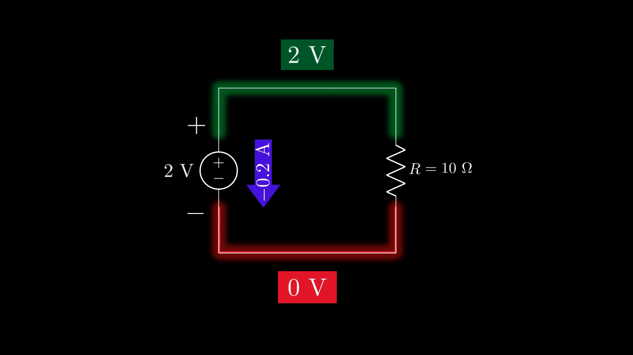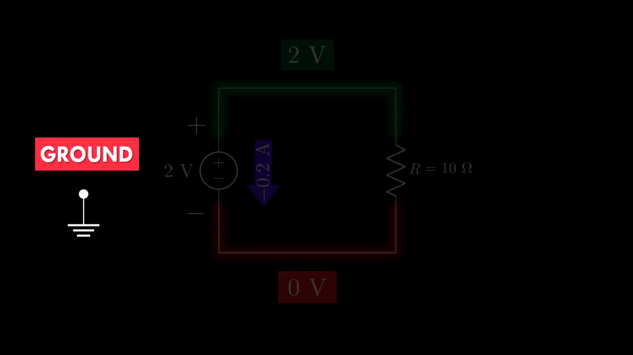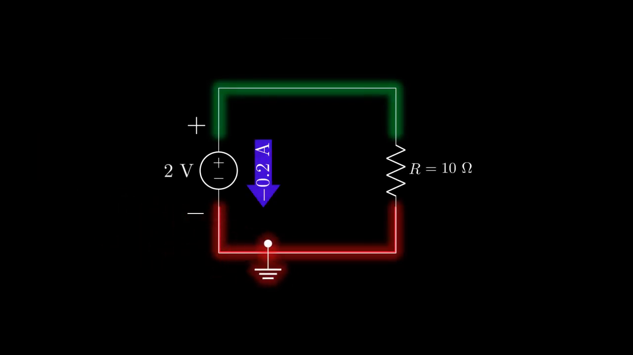That's why we have a symbol for 0 volts. We call it the ground symbol. That's because the earth has a voltage of 0 volts. When we talk about the earthing in our homes, this is what we are talking about. It just means the node it's connected to has a voltage of 0 volts. There's nothing more to it.